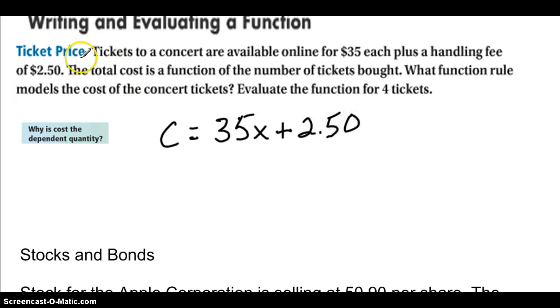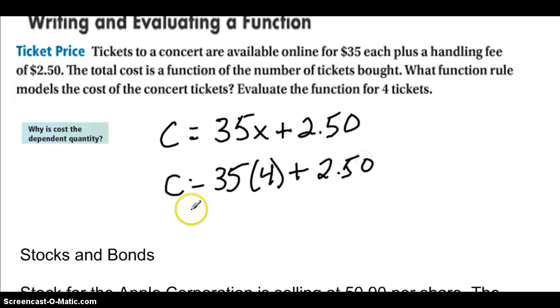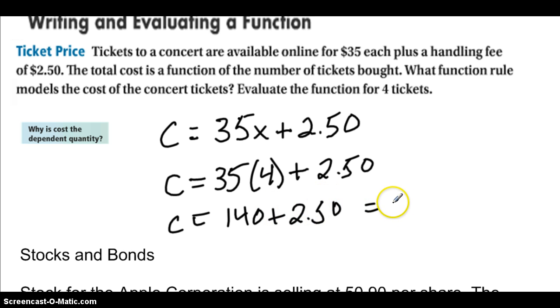This is your function rule right here, and you're supposed to evaluate it for 4 tickets, so your total cost is going to equal $35 times 4 tickets plus $2.50 for shipping and handling. Your total cost is going to equal 140 plus 2.50, which is going to equal 142.50.